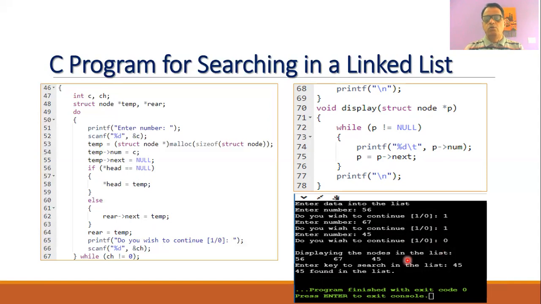Now, the nodes in the list will be displayed, where the first node will have the value 56, the second node will have the value 67, and the third node will have the value 45. Then the program will ask me to enter the key to search in the list. Suppose I enter the key 45. Then the message will be displayed: 45 found in the list.